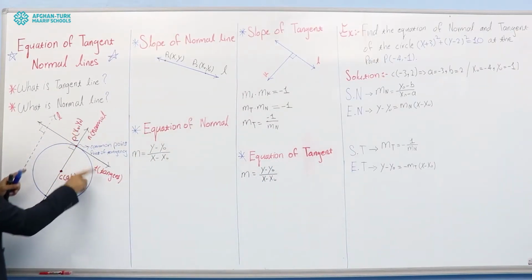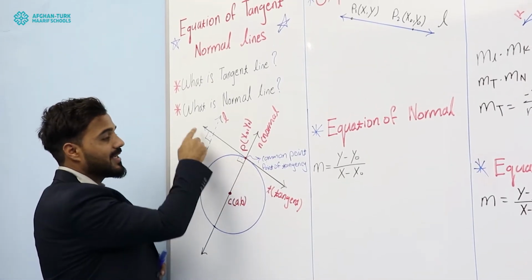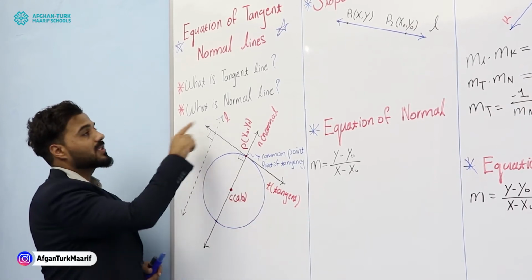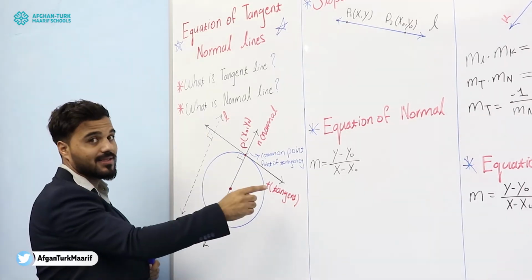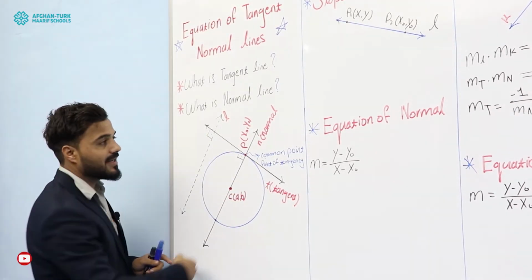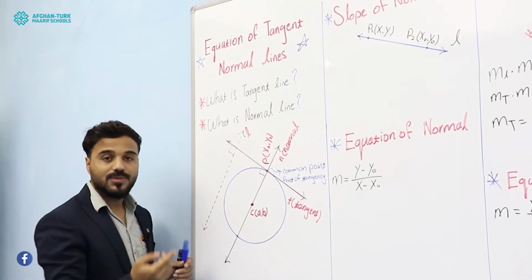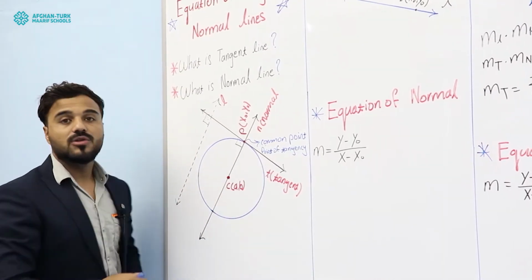Line T and this circle have only one common point, which is point P. So line T is called tangent line of this circle. What's normal line? A line which is perpendicular with tangent at the common point, like line N. Line N is perpendicular with line T at this common point. So line N is called normal line.